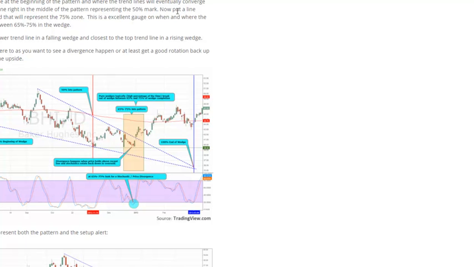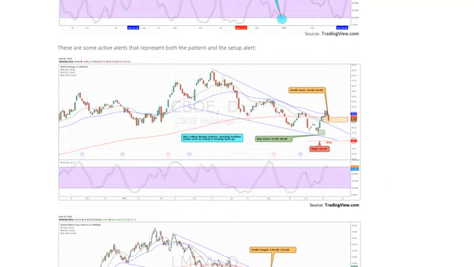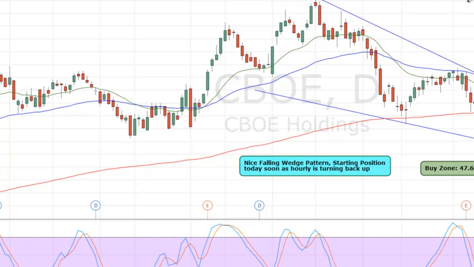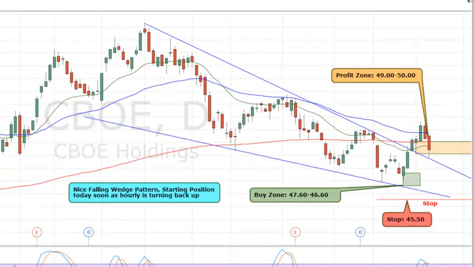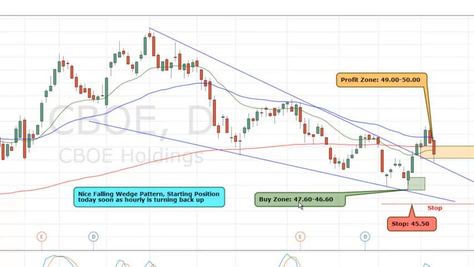Let me go back here, see what else I could find for you. And that was also kind of a double bottom there. Here's some examples that whenever I do trade these, this looks like an old HPS setup. So you recognize the HPS setups. You know, this is what I like to show you: a wedge pattern, take our entry, our profit zone.